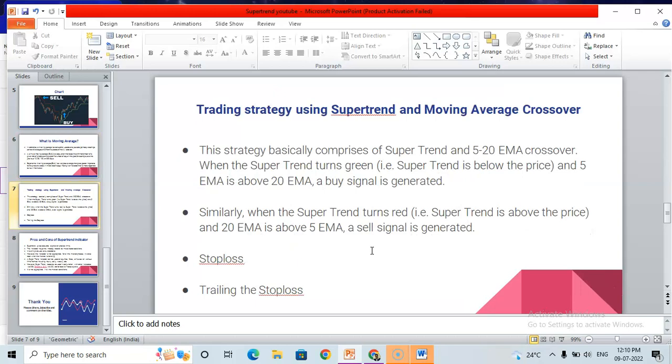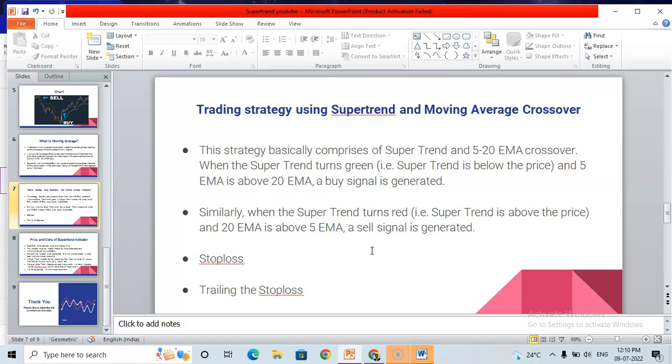So, trading strategy using super trend and moving average. This strategy basically comprises of super trend and 5 to 20 EMA crossovers. So you can use EMA or simple moving average, no issues. But it should crossover, then it will give you a correct signal. So 10 and 20, or 5 and 10, you can use either of that. Between 5 to 20, any of these moving averages you can use.